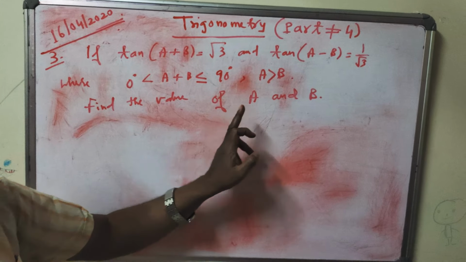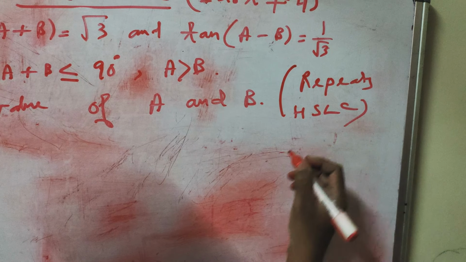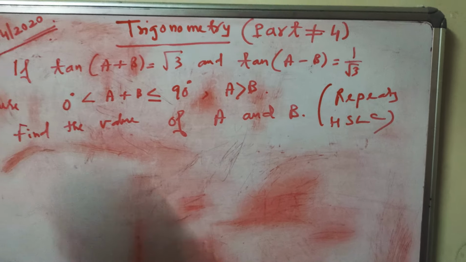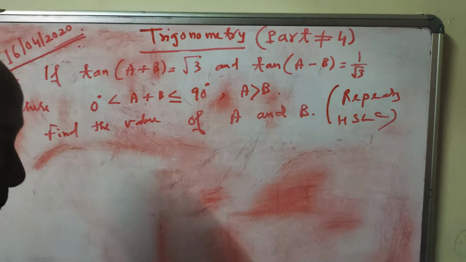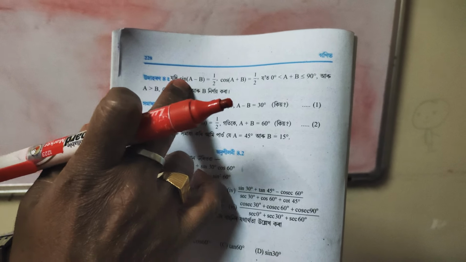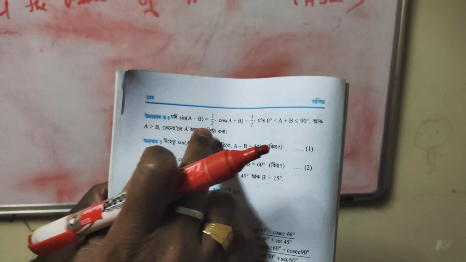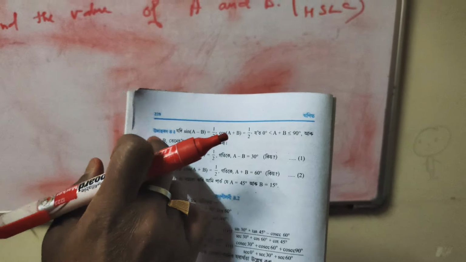It repeats. The question repeats in SSLC. And you have to do it from one sum here, you see 8.2, and one sum is here, and see, there is one sum in the example also. If sin(a minus b) equals half, cos(a plus b) equals half, find the value of a and b. This example sum you try to do yourself.